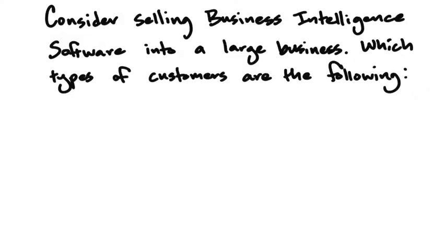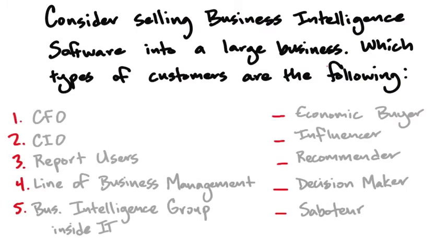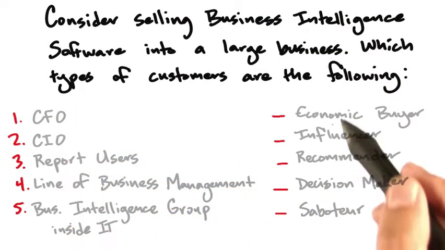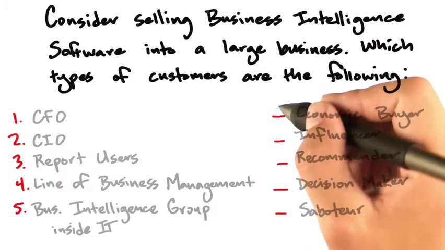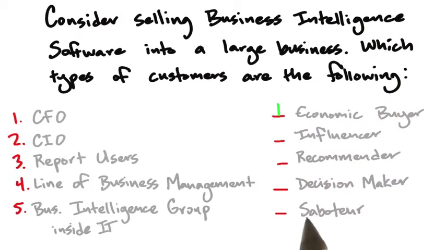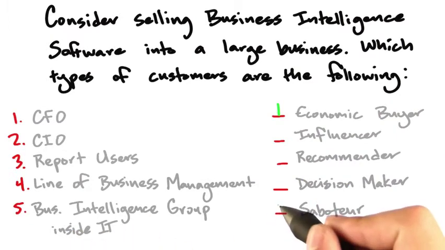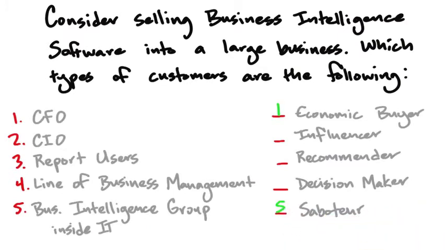So for this quiz, let's consider an example where you were selling business intelligence software into an enterprise customer, a large business. Why don't you match the titles below with the roles of the customers? So here's the answer. The chief financial officer is more than likely the economic buyer. The saboteur might actually be the existing business intelligence group inside of IT or the CIO's department who's already trying to build the software, and they might be afraid they're going to lose their job.